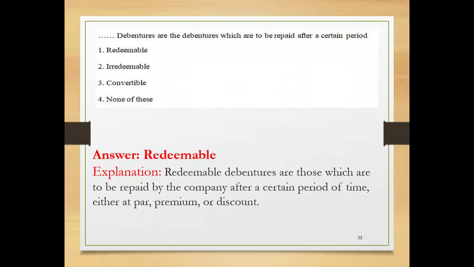Dash debentures are debentures which are to be repaid after certain period. It could be redeemable, irredeemable, convertible, none of these. Redeemable debentures are those which are to be repaid by company after a certain period of time, either at par, premium, or discount. Irredeemable, they are redeemed at the time of winding up of the company. Convertible, they can convert into the stock at any time.